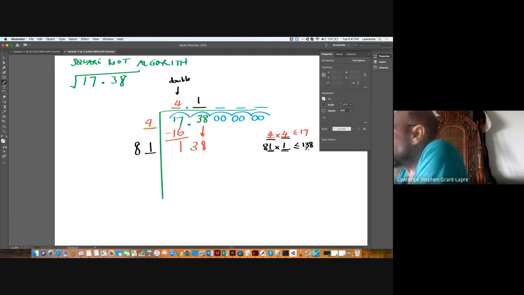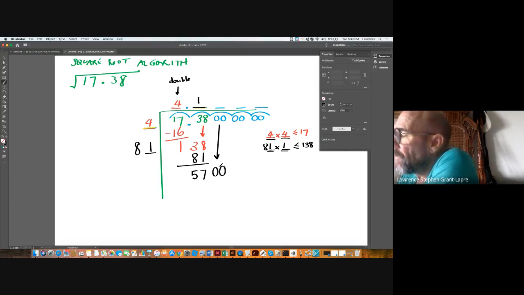And okay, so what we do is we have to take 81 times 1 is 81 and subtract it from 138. So what have we got? We've got 7 and we've got 57. We bring down the next 2 zeros and finish off. We double the number up the top. So we double 41. What do you get?